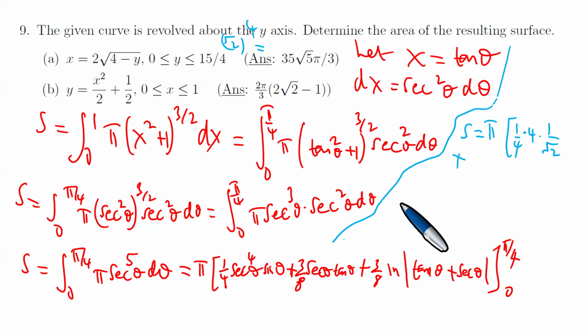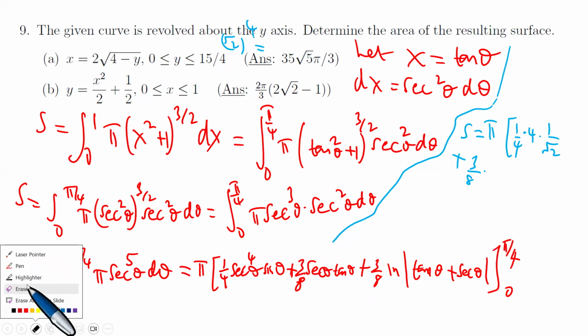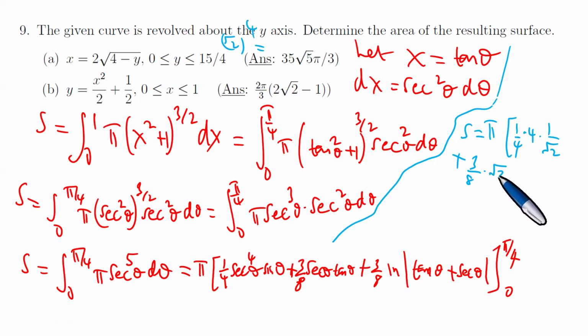And then plus 3 over 8. Then here you have the secant of pi over 4, which is exactly the square root of 2, because it's 1 over cosine of pi over 4. The tan of pi over 4 is 1. And then now this is exactly 3 over 8 times the ln. The tan of pi over 4 is 1, and the secant of pi over 4 is the square root of 2.